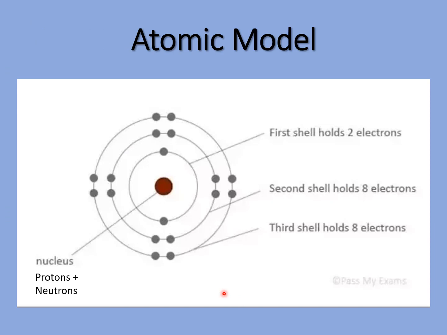So let's review that atomic model really quick. So we said we have a nucleus, which is full of protons and neutrons, which makes up that atomic mass. And now we have these shells or orbits around the nucleus full of electrons. So the first shell can only hold 2 electrons. Now our second shell holds 8, as well as our third shell also holds 8 electrons. Okay?